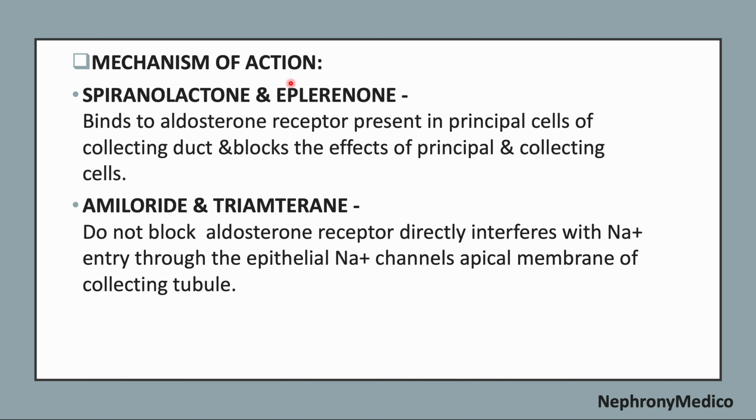Now, mechanism of action. Spironolactone and eplerenone bind to the aldosterone receptor present in the principal cells of the collecting duct and block the effects of aldosterone on the principal cells. Amiloride and triamterene do not block the aldosterone receptor directly but interfere with sodium entry through the epithelial sodium channels in the apical membrane of the collecting tubule.